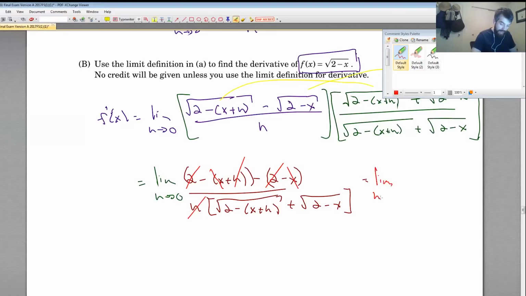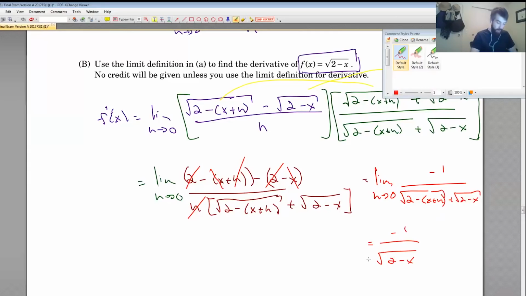So limit h going to 0 of minus 1, because it was minus h, now the h cancels, so minus 1 over square root of 2 minus x plus h plus square root of 2 minus x, is minus 1 over square root of 2 minus x, but there's 2 copies of that. When you send the h to 0, it's 2 minus x plus 2 minus x, so 2 copies of that. Final thing, you've got to the end of the proof. You can put your little QED box if you so wish. Say you've got the end of the proof, don't have to do that, of course.